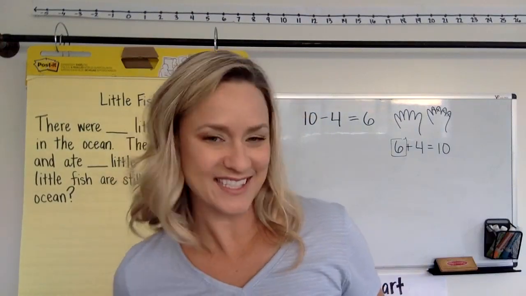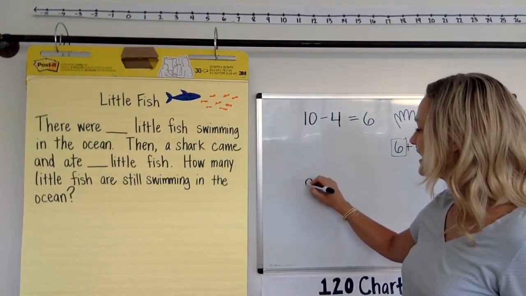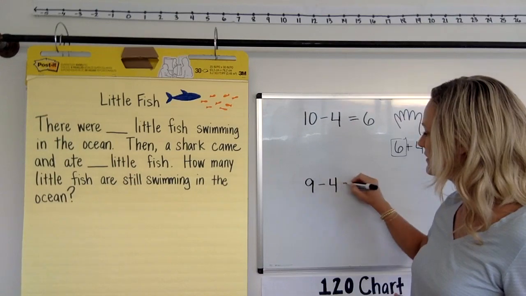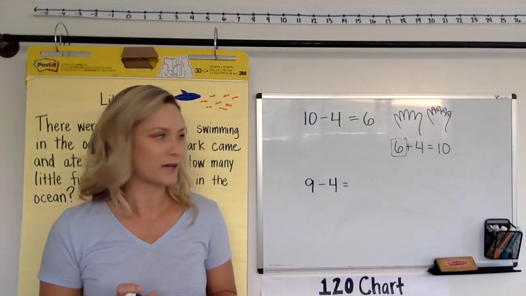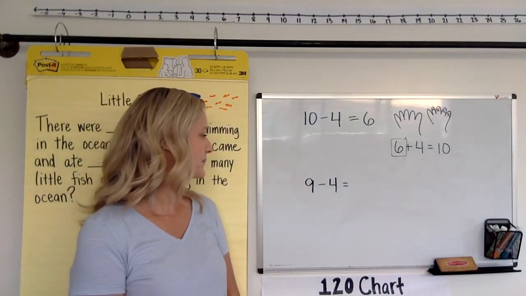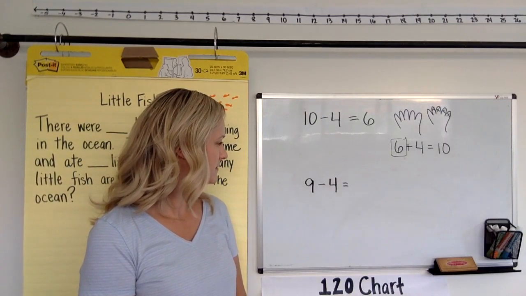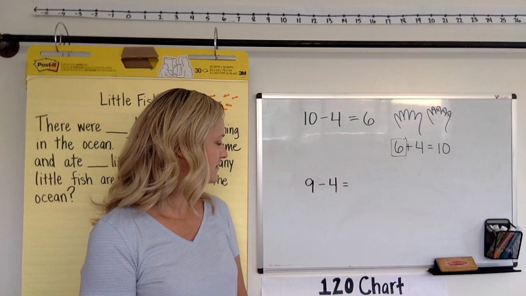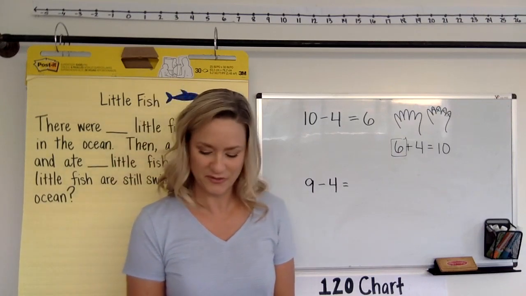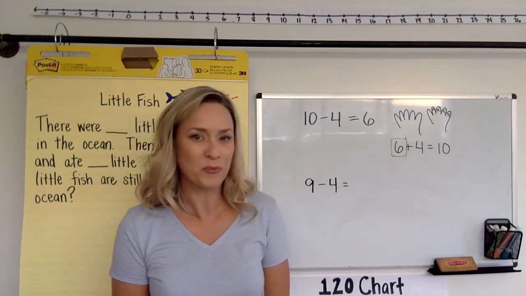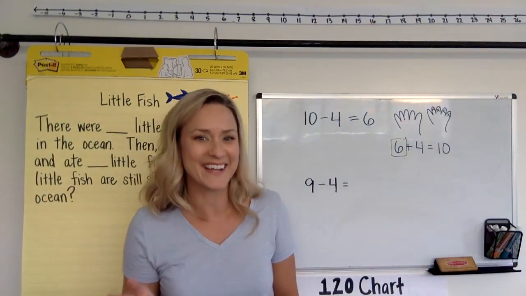Okay, here's the next part. Are you ready? I've got one more for you. 9 minus 4. All right, so think about 9 minus 4. Okay, on the count of 3, you can tell me your answer. Ready? 1, 2, 3, tell me. Did you say 5? I think I heard 5.